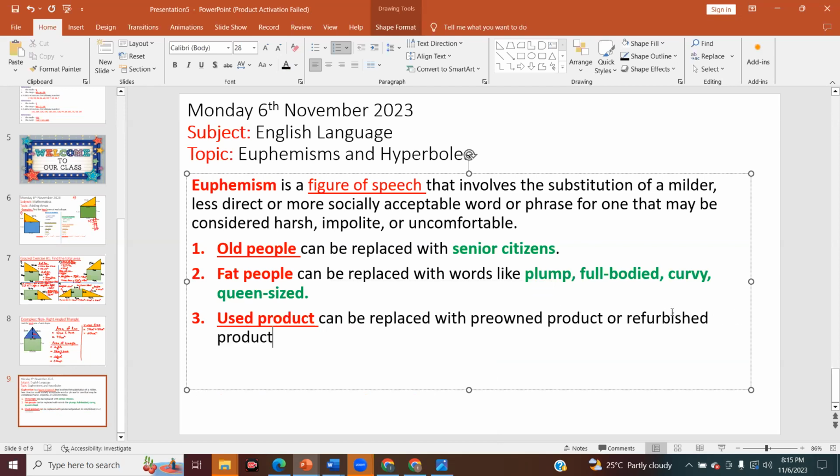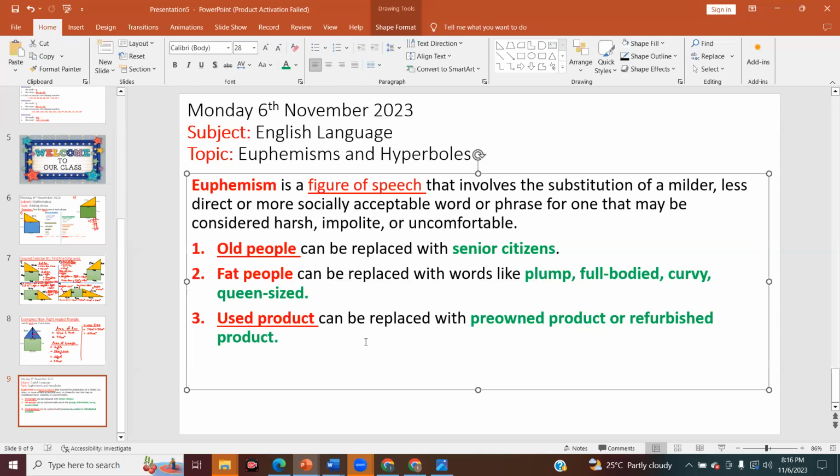Okay, used product can be replaced with pre-owned, right? Or refurbished product. So euphemism is basically, instead of saying something that is harsh, you say something that is more mild and more polite. That's the idea with euphemism.